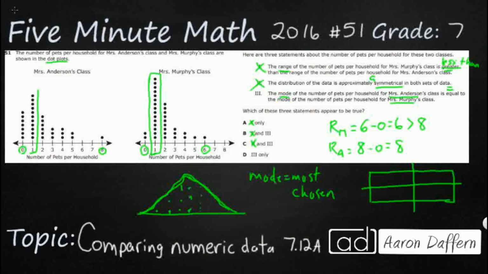What's the mode over here? Not as much, but still taller than all the rest. In that dot plot, it's 1. So 1 equals 1, and that is correct. So our answer here is 3, which means we need to select answer D.